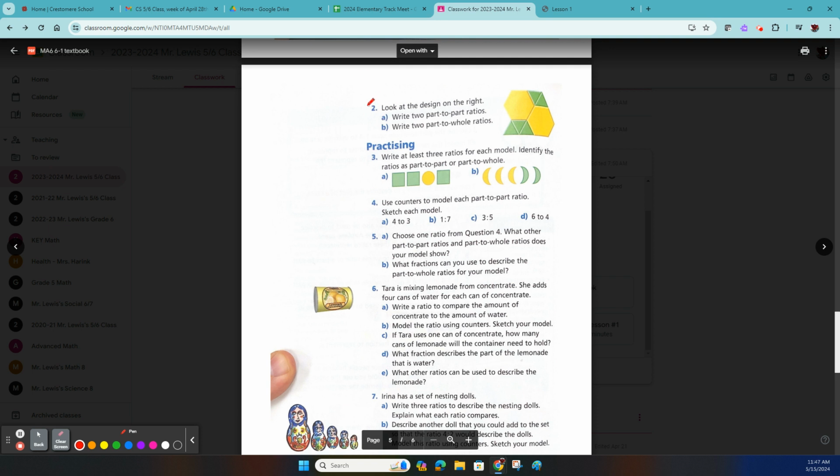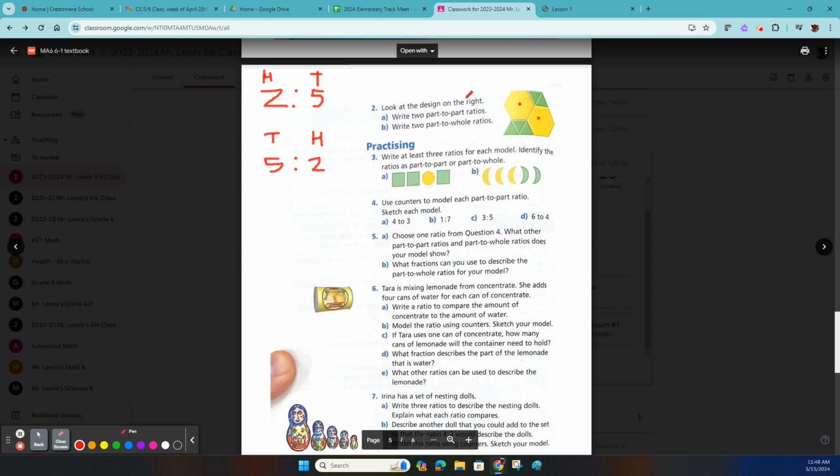So, answer key for our textbook questions. Question number 2. Look at the design on the right. Write 2 part-to-part ratios. Well, I notice I've got 2 yellow hexagons, and 1, 2, 3, 4, 5 triangles. Okay. I can also switch the order around. So I've got hexagons here and triangles there. Again, I can switch these around. So instead of hexagons compared to triangles, I can flip it: triangles to hexagons. Boom. So there are your 2 part-to-part ratios.